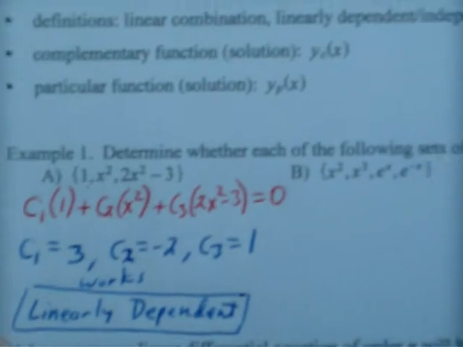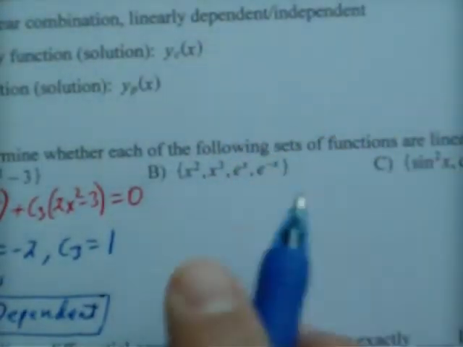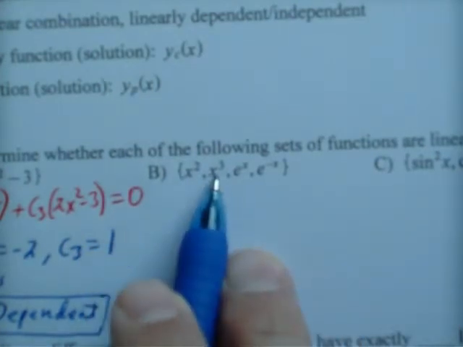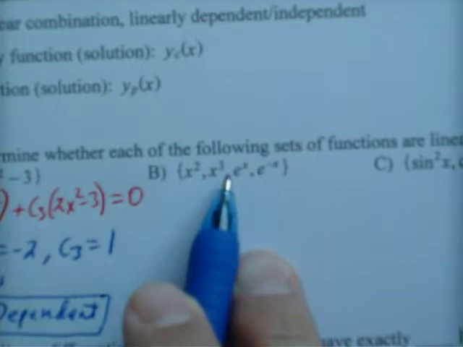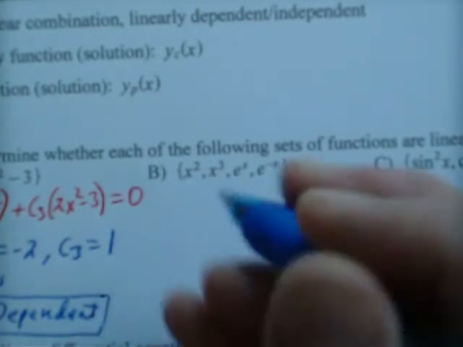And now the second set of functions, x squared, x cubed, e to the x, and e to the negative x. Well, just looking at it, I don't really see any way. I can't take any constant times x squared to give me x cubed. I can't take any constant times e to the x to give me e to the negative x, so it looks like they are going to be linearly independent.